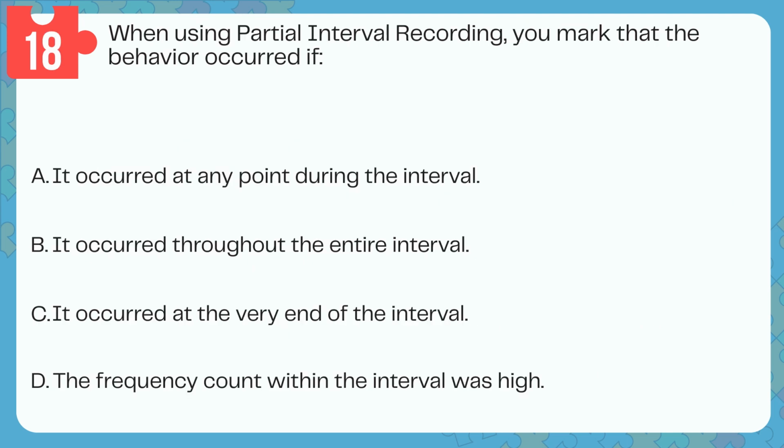Question 18. When using partial interval recording, you mark that the behavior occurred if A. It occurred at any point during the interval. B. It occurred throughout the entire interval. C. It occurred at the very end of the interval. D. The frequency count within the interval was high.